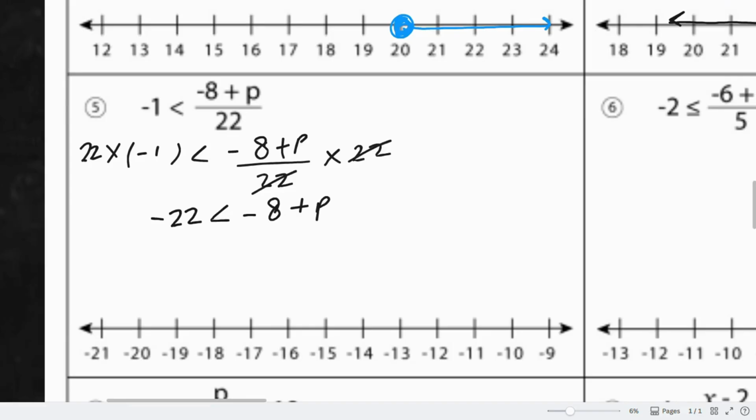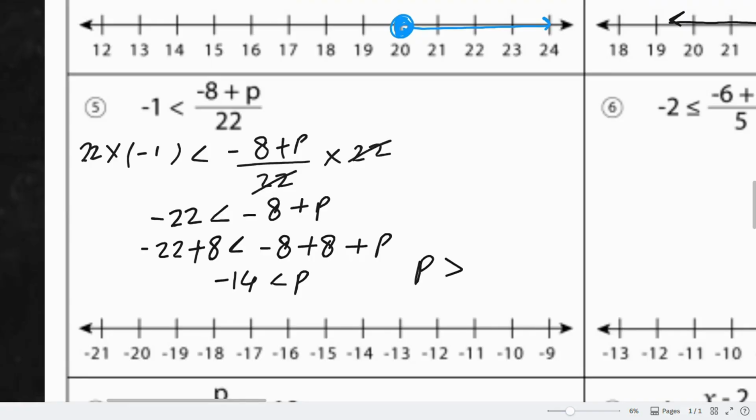Now in order to further solve it, I will add 8 on both sides. Minus 22 plus 8 is less than minus 8 plus 8 plus p. Alright? So minus 22 plus 8 is equivalent to minus 14. That is less than p. And if I write the variable on the left side of the inequality, it can be represented as p is greater than negative 14. Alright? So negative 14 is at this place. I will put an open circle on it and it will be pointing in this direction.